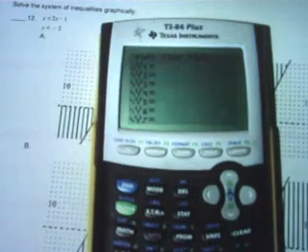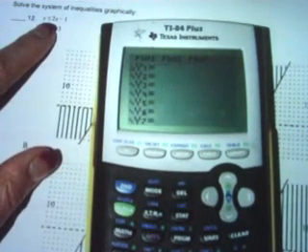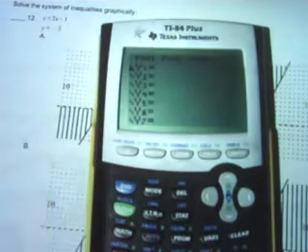Okay, first equation is less than. Less than means downwards, don't it? So we're going to keep hitting enter till our inequality symbol is going downwards.